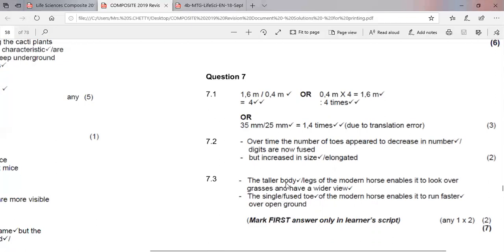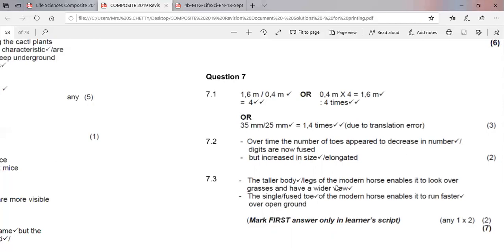The taller body or the legs enables it to look over the grasses and have a wider view. This is also applicable to us, darlings, when we as human beings were bipedal. So that gave us a taller body, enabling us to look over the grasses and have a wider view of any predators or any food available. The single fused toe of the modern horse enables it to run faster over open ground.